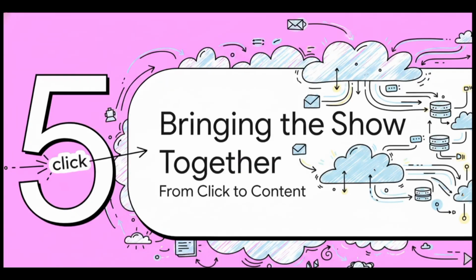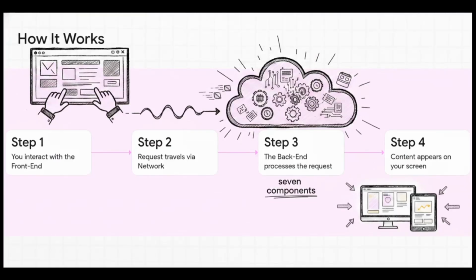So, now that we've met all the actors backstage, let's put the whole show together. You're going to see how one simple click on your screen kicks off this incredibly powerful and complex process. It all starts with you, the audience, interacting with the stage, the front end. Your request zips across the network instantly to the backstage, the back end. And back there, those 7 components we just talked about all work together to find, process, and get your content ready. Then, just as fast, it's sent back across the network and appears perfectly presented right on your screen.